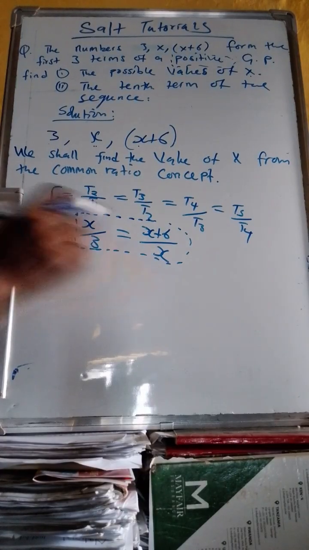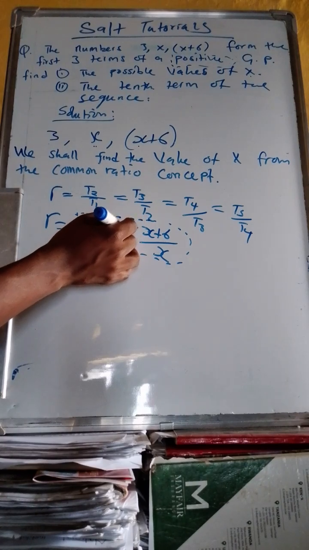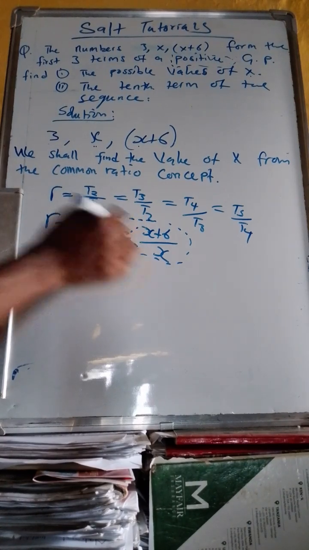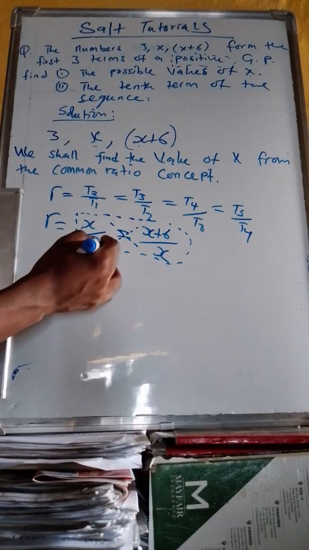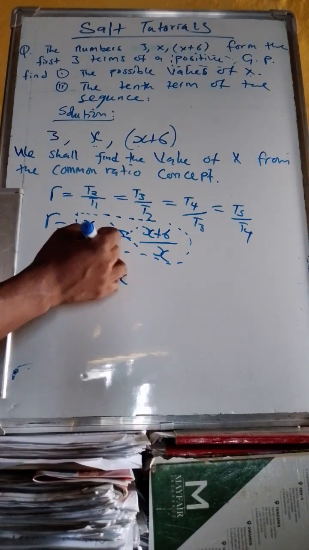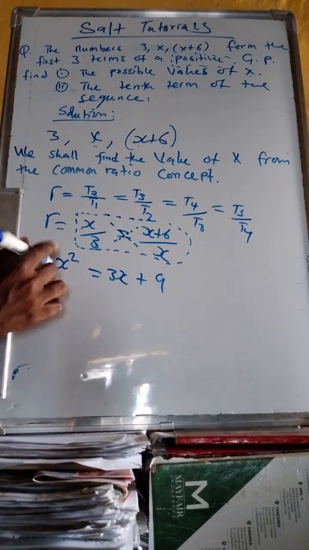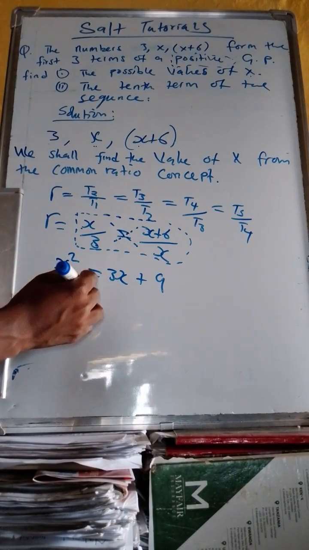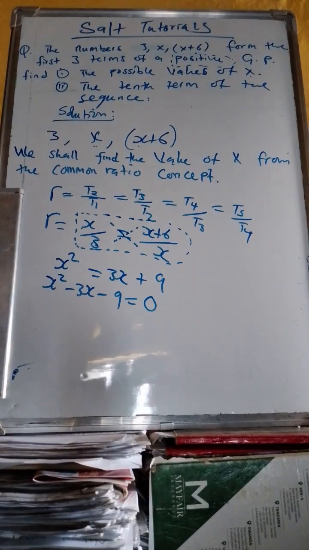So we would use this equation to find the common ratio. At this particular point, how do I find the value of x? We're going to do the bad manners of cross multiplication. So x times x, I'm going to have x squared equal to 3 times x plus 6, that is 3x plus 18. So that everything can come this side, I'm going to have x squared minus 3x minus 18 is equal to 0. It becomes a quadratic equation.